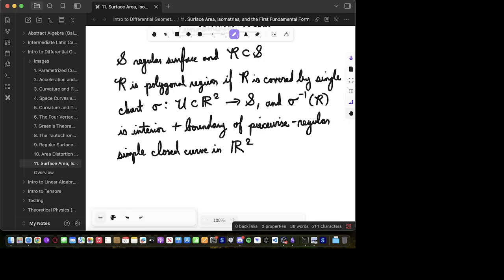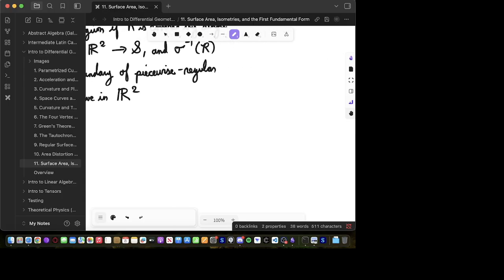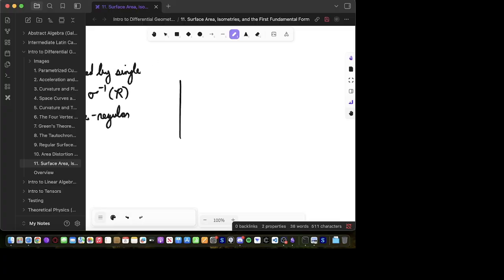So I wrote down a lot of words, so let's unpack what I wrote. R is a polygonal region if R is covered by a single chart from an open set U in R2 to S, and the inverse image of R is the interior plus boundary of a piecewise regular simple closed curve in R2.